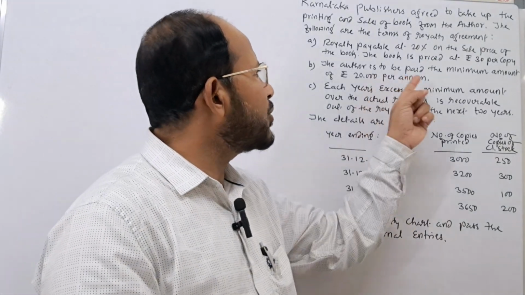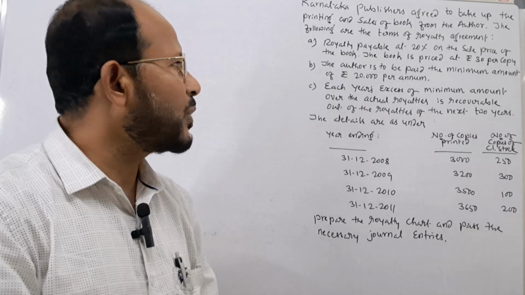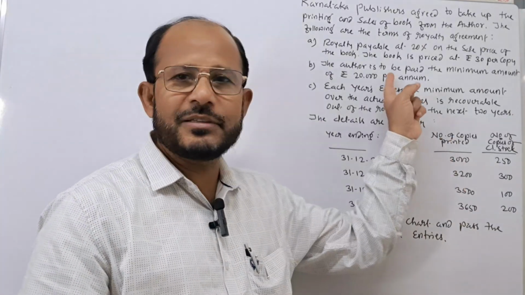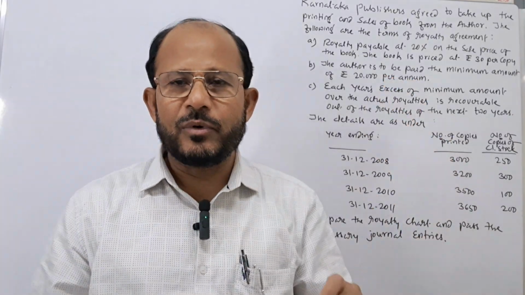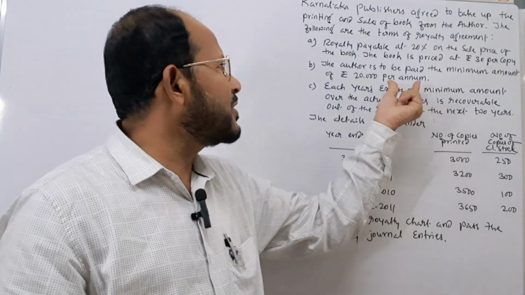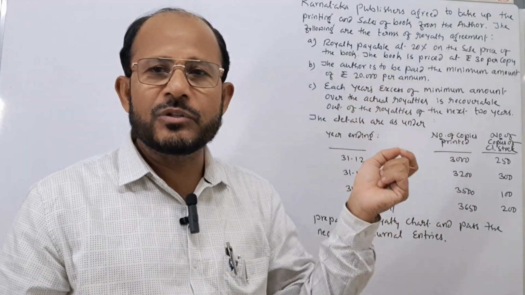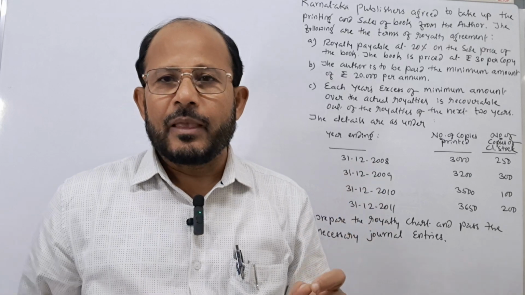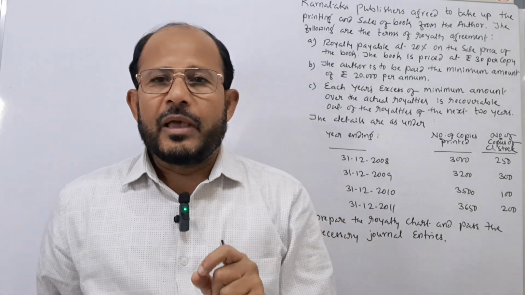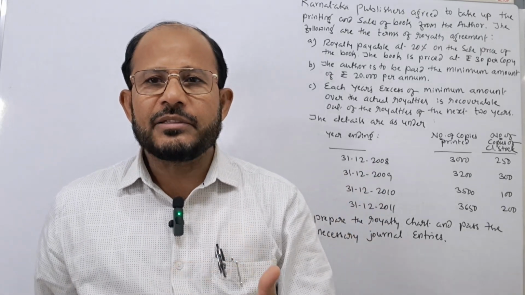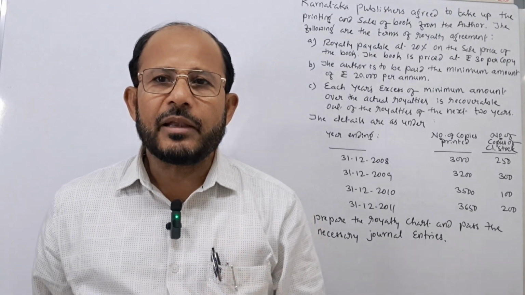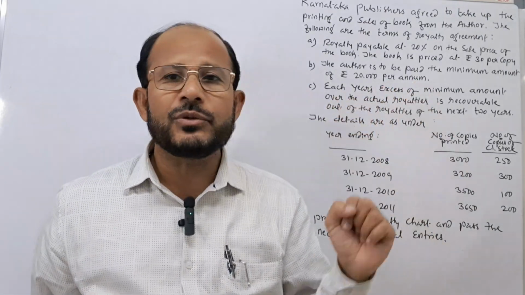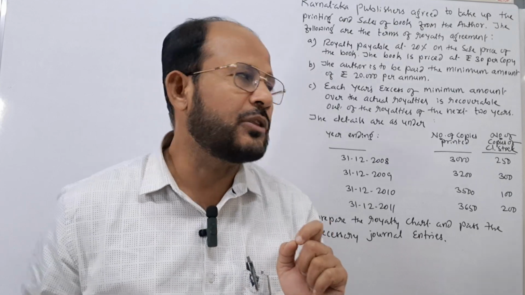Next one is, the author is to be paid a minimum amount of rupees 20,000 per annum. What is this? This is the minimum rent fixed by whom? Fixed by the author. How much is the amount? Rupees 20,000 per annum, per year. In case in the year the actual royalty is less than the minimum rent, in that case the minimum rent of rupees 20,000 should be given to the author.